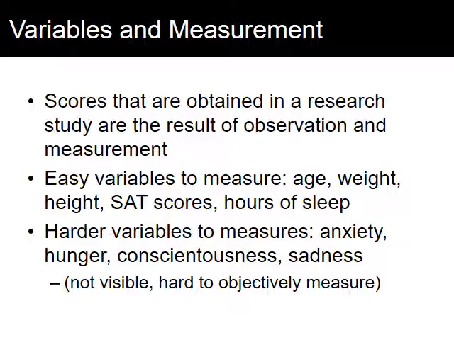As previously mentioned, your textbook describes and provides multiple examples of the notion that variables are things we can measure that vary across individuals, that once operationally defined allow us to measure such variables. So this results in scores, the kind of scores that we obtain in a research study. So we've talked about variables we can measure like age, weight, height, SAT scores, hours of sleep, and then harder variables to measure like anxiety, hunger, conscientiousness, sadness, things that aren't visible and that are a little bit harder to objectively measure.